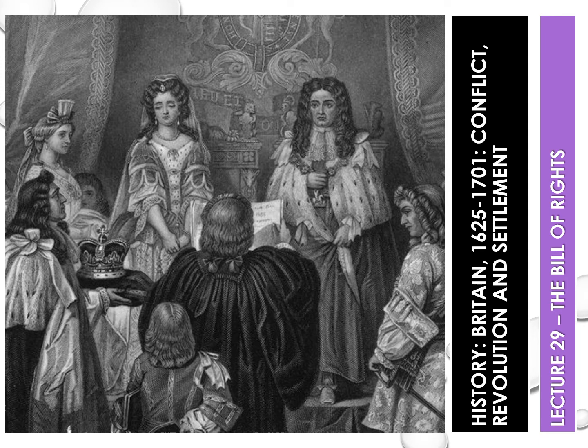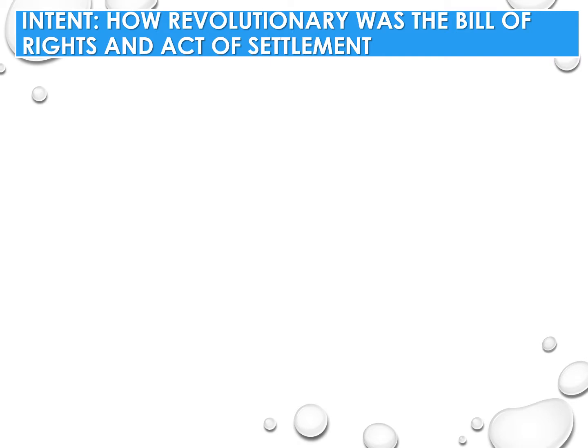A Declaration of Rights was presented with the offer as conditions and was read out at the coronation ceremony. At the end of 1689, the declaration was modified and much of it became law, known as the Bill of Rights. The intention of this lecture is for you to consider how revolutionary the Bill of Rights of 1689 and the Act of Settlement of 1701 were in limiting royal power.